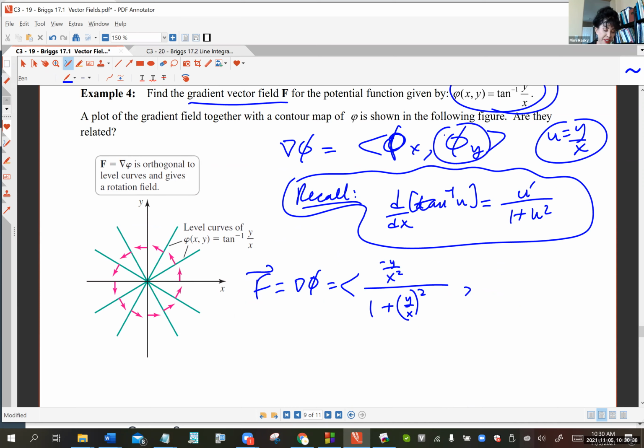And then when we get phi y, taking the derivative with respect to y, the denominator will still be the same. You still got your 1 plus u squared. And then we're going to have the numerator be the u prime, the derivative of y over x with respect to y. But that's 1 over x.